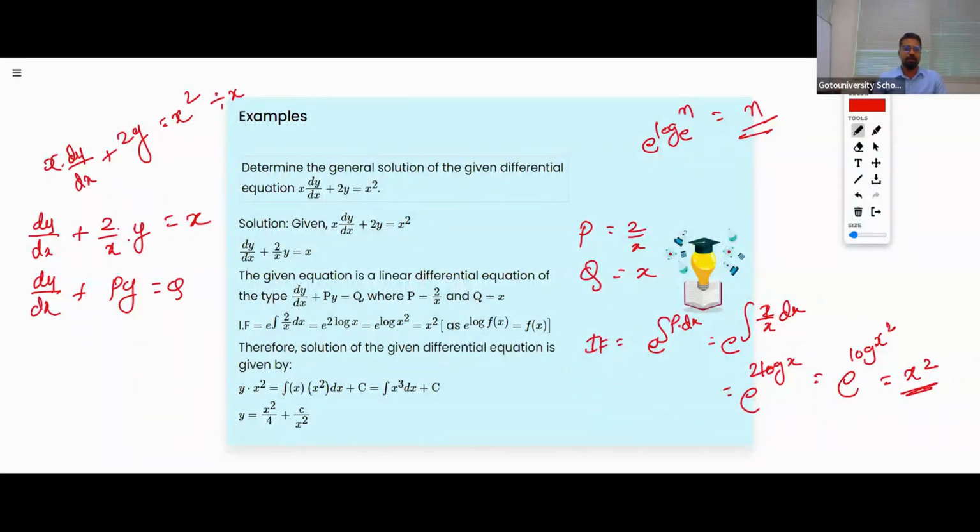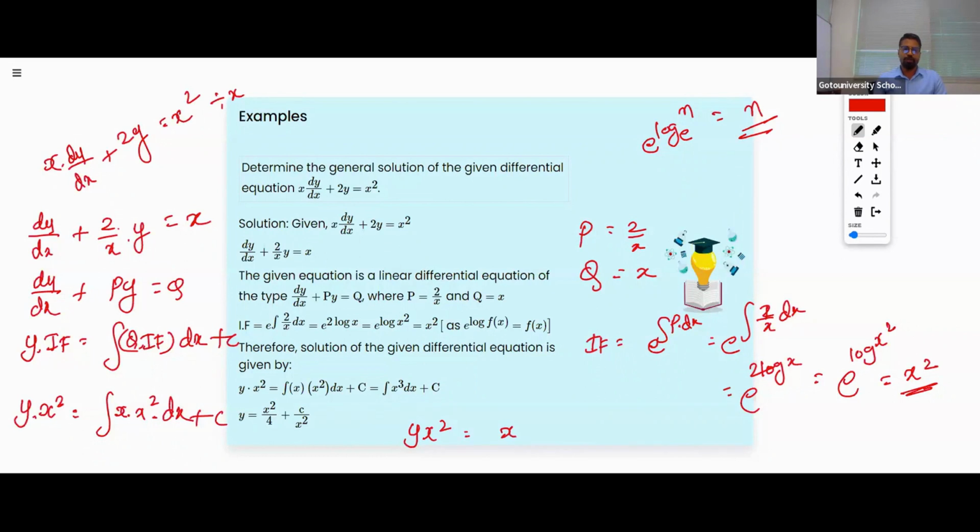Now what is our approach? We will multiply y into the integrating factor, which is equal to the integration of q into integrating factor into dx plus c. Now y as it is, times the integrating factor x square, is equal to the integration of q, which is x, times x square dx plus a constant. So y x square is equal to x cube integrated, which becomes x power 4 by 4 plus c. We bring this x square to the other side to have y on one side, which gives x square by 4 plus c by x square. This is our final equation.